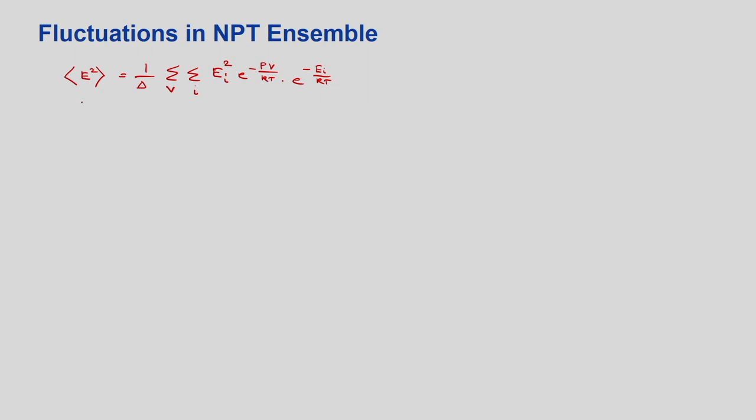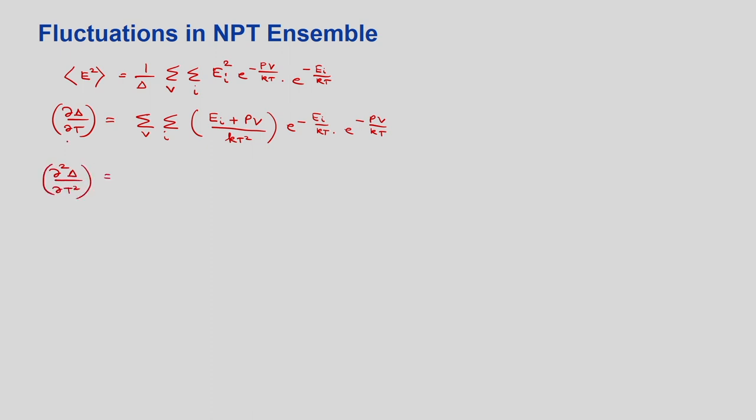So we also have this expression in hand, the derivative of the partition function with respect to temperature. Again it's a double sum over volume and energy, and from the previous slide we obtained this expression: EI plus PV by KT square into e to the power of minus EI by KT into e to the power of minus PV by KT. This we have got. Fine. So what you do is you take another derivative of this expression. Let's say this is equation number 2. Take the derivative of equation number 2 further.